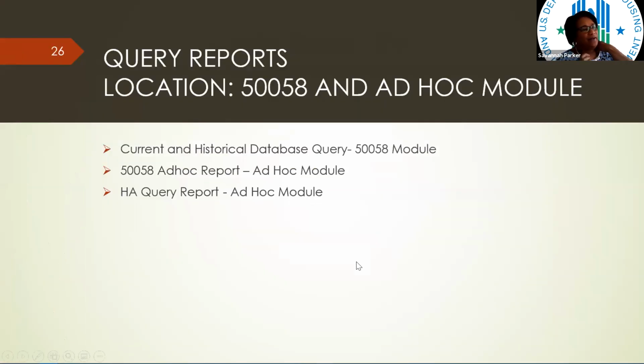Okay, the 50058 ad hoc module. The 50058 ad hoc report. Sometimes housing authorities want to run more of a query report of PIC. It's a query of your household, of your tenants. And you can run different information about your household, your tenants that are living there.